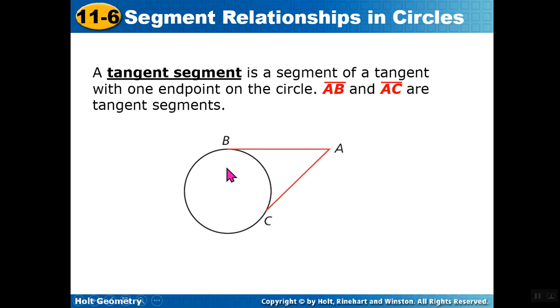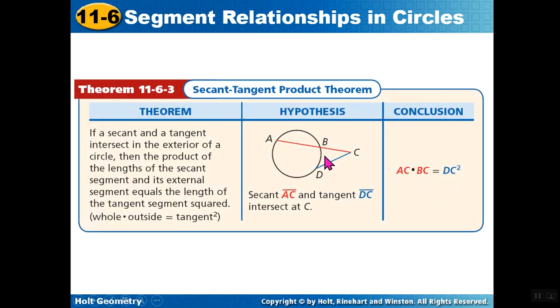What is that specific part? The part is from the intersection point of the circle and the tangent to any exterior point. Now, AB and AC are both tangents, and the line must continue like this, but we took only a part. What is the third theorem in this lesson? It is the secant tangent product theorem.